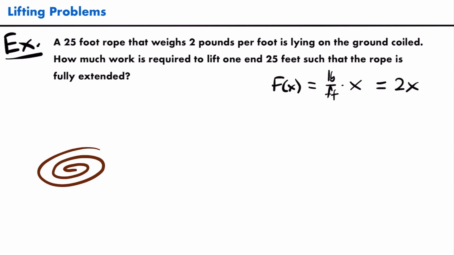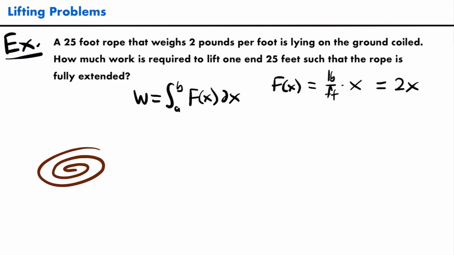Okay, but then our work formula is that the work is equal to the integral from a to b of the force function times dx. And so we have our force function, it's 2x, but what about our bounds of integration? Well, our rope is 25 feet long, and we want to lift all 25 feet into the air so that the rope is fully extended. And so our bounds of integration will be from 0 to 25.